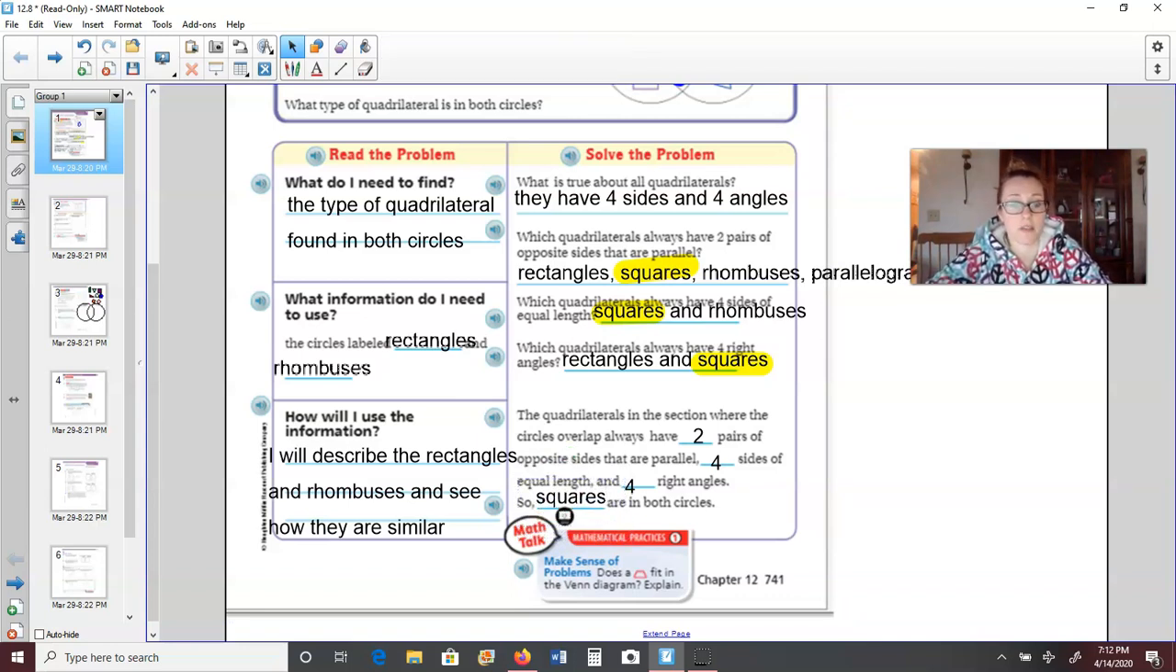Okay? So that just goes to show some similarities between the quadrilaterals that we had learned about. Not all rectangles are squares, but some rectangles can be considered squares. And just like not every rhombus is a square, but some are.